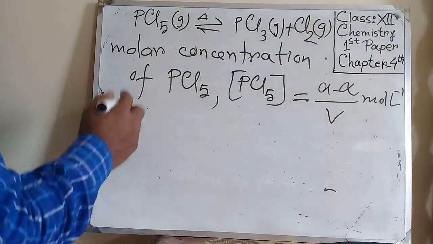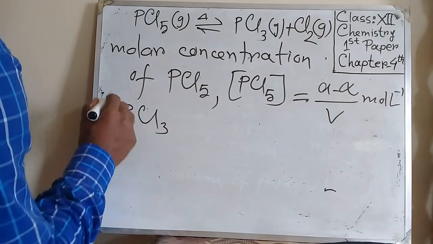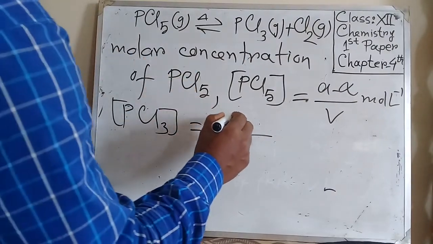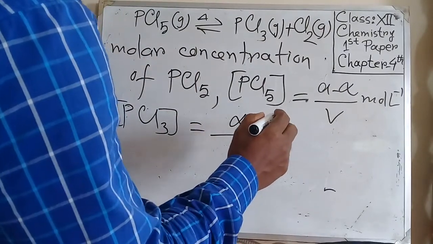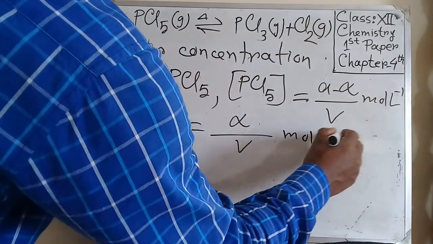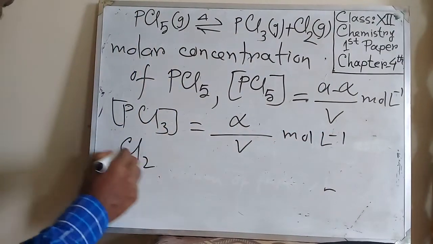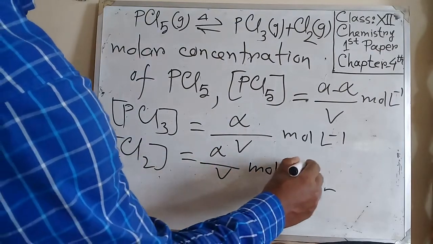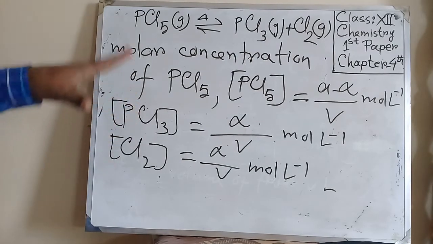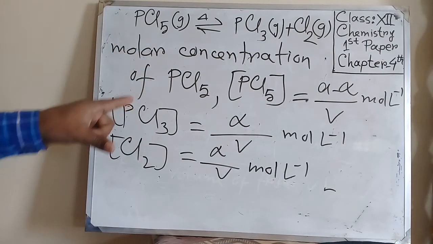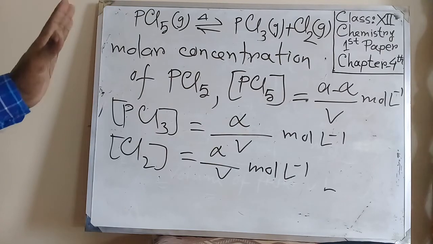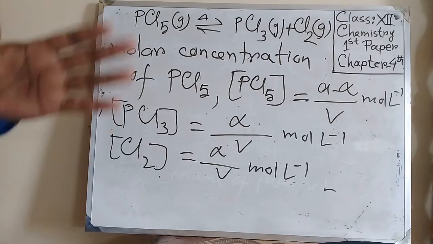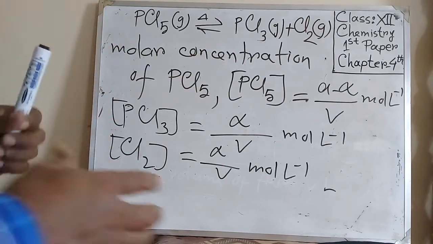Then similarly we can find the concentration of phosphorus trichloride. It was alpha by b mole per liter, and chlorine similarly alpha by b mole per liter. So we have found the molar concentrations for products and reactants. So we can find Kc now. What did I tell about Kc? Kc is the equilibrium constant with molar concentration.